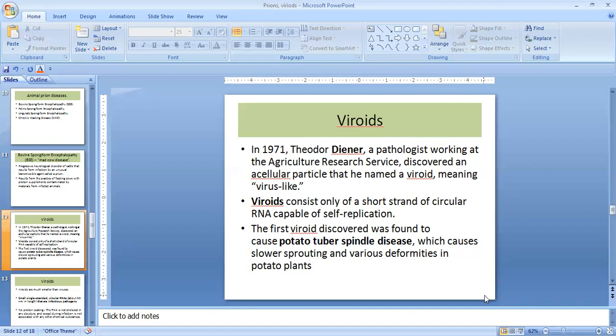The first viroid discovered was found to cause potato tuber spindle disease, which causes slower sprouting and various deformities in potato plants. So the first viroid discovered was known to cause potato tuber spindle disease, and the potatoes infected with this viroid disease show slower sprouting. They sprout very slowly, and many other deformities were also found in the viroid-affected potato plants.